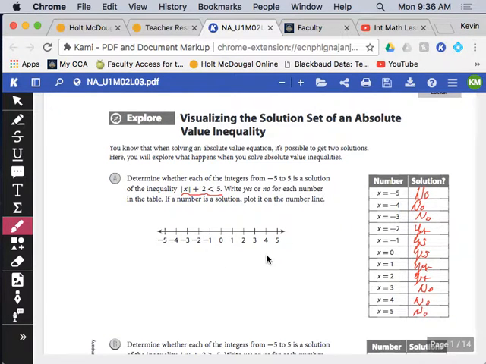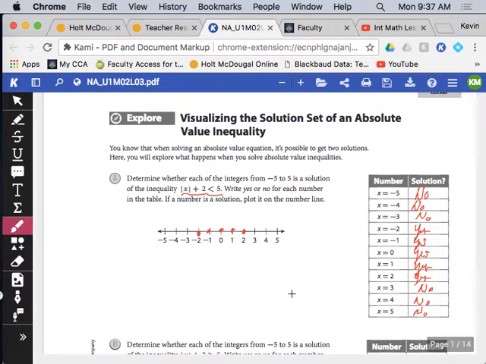Okay? Now, if this was only integers, then the only solutions would be -2, -1, 0, 1, and 2, if they were only asking us for the integers that were solutions. But what if it was all real numbers? Okay, if it's all real numbers, then that includes decimals as well.